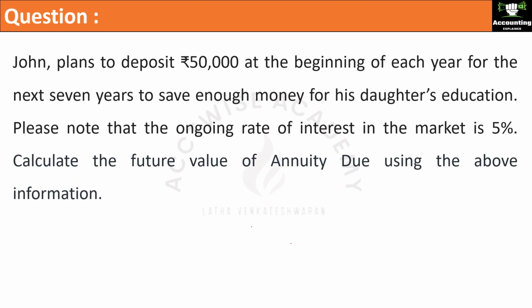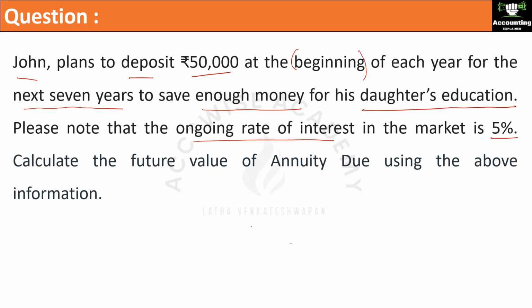Let us solve a sum to find out how to calculate future value of an annuity due. John plans to deposit rupees 50,000 at the beginning of each year for the next 7 years to save enough money for his daughter's education. Please note that the ongoing rate of interest in the market is 5%. Calculate the future value of annuity due using the above information. Even if they have not mentioned it, we can easily find out from the question itself what we have to find out.